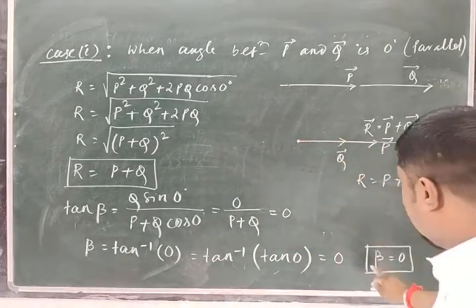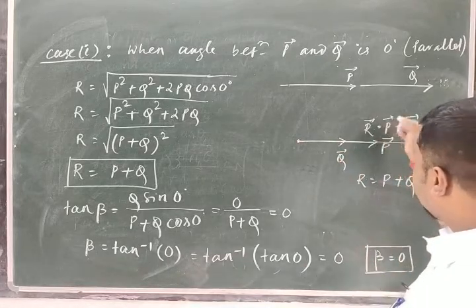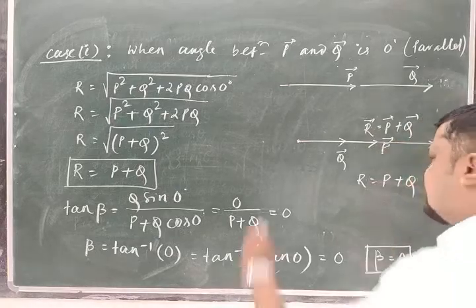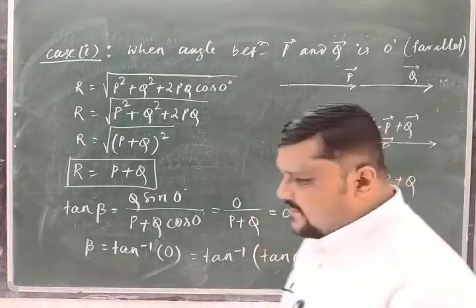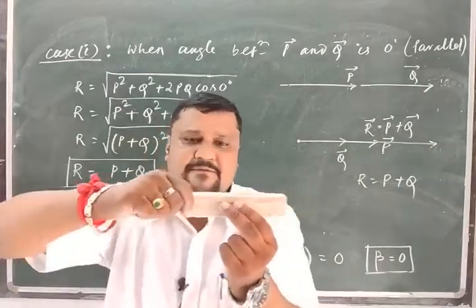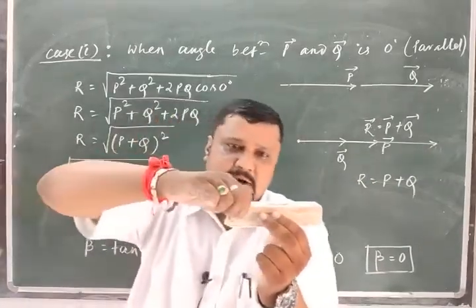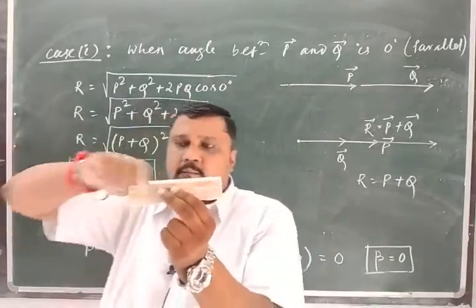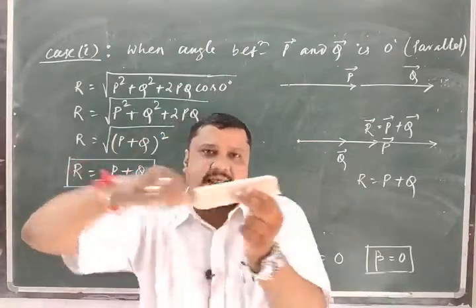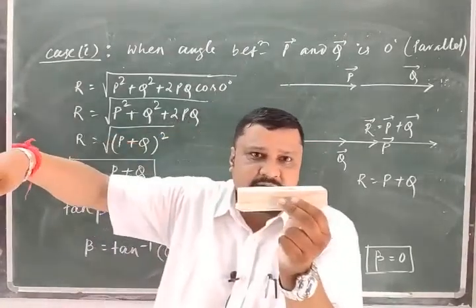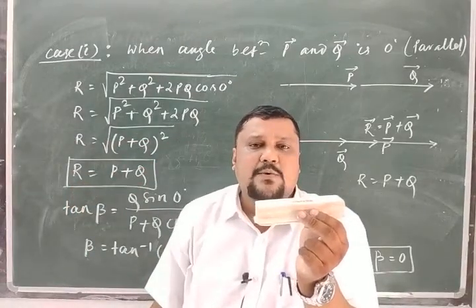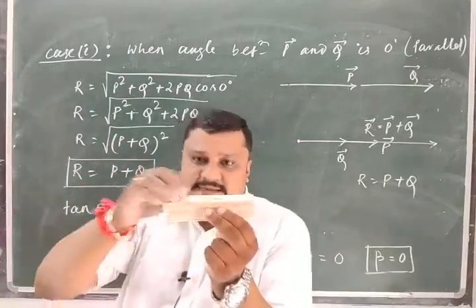And what is this angle? Beta is equal to 0 means R makes an angle of 0 degrees with P, so R is acting along the same line. The simple example is like this. If this is the body, and I apply a force of 3 Newton in this direction, and someone pulls with 2 Newton in the same direction, the body will move in this same direction with 5 Newton, 3 plus 2, because force is a vector quantity.